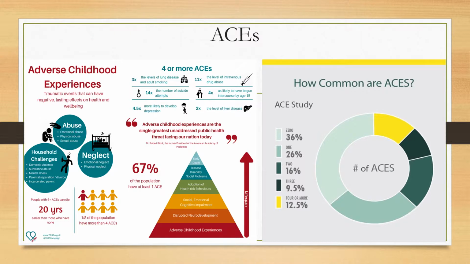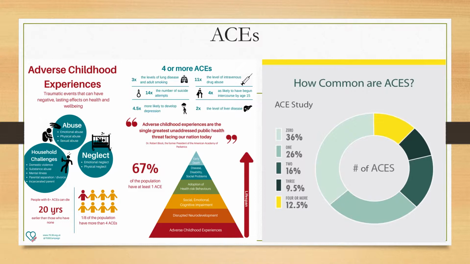So this is a slide that just shows a visual representation of how common ACEs are. Here is the number of people who have 0 ACEs: 36% of the population, which is just over a third, will have 0. 26% of the population will have 1. 16% of the population will have 2.